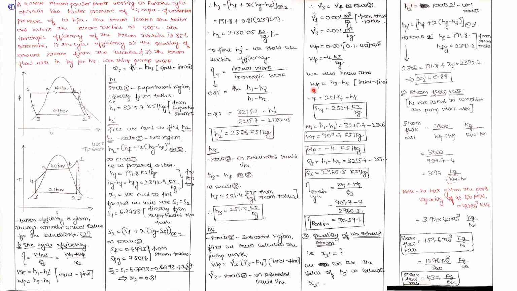Once you get the values of H1, H2 dash, H3 and H4, just calculate the values of WP, WT and QS, similar to all the problems. So the efficiency of the Rankine cycle would be so and so.